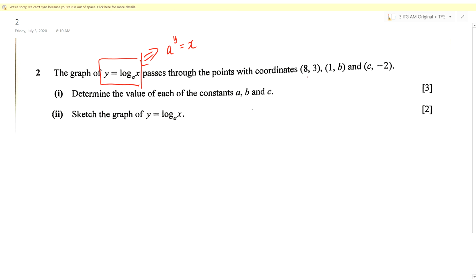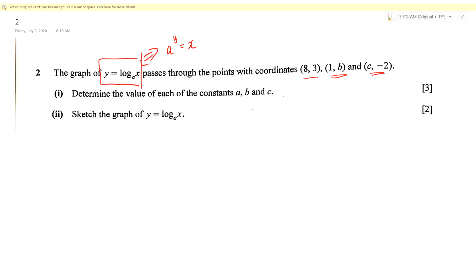Okay, it passes through the points with the coordinates. Oh, I've got a full set of coordinates over here, x and y. Oh, this is only partial. This is only partial. Determine the value of constants a, b, and c. How to start? I don't know what I can do. It sounds very complicated. So break it into smaller problems.